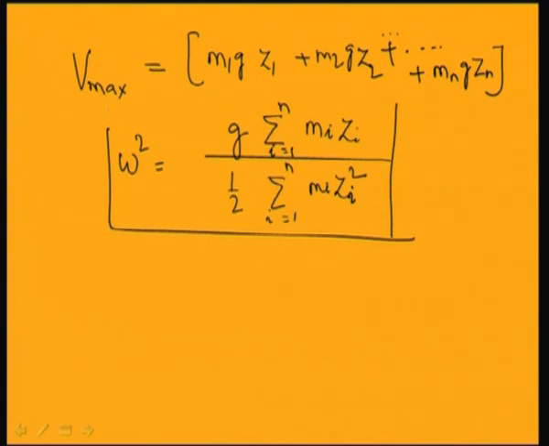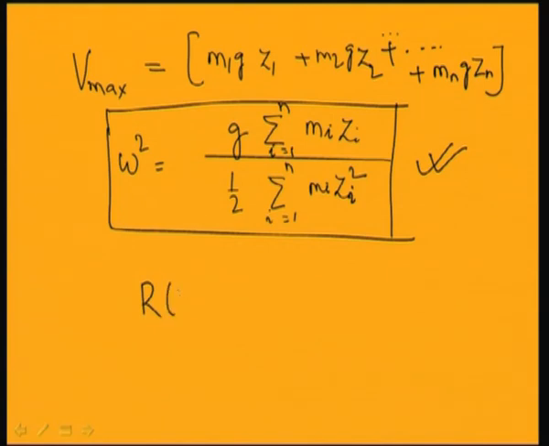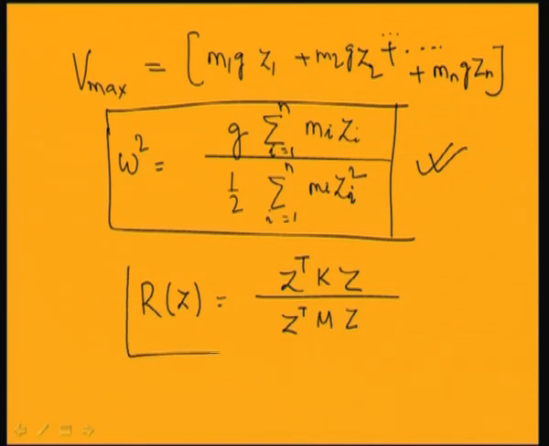So, in this way, for a discrete system you can find the Rayleigh quotient, or the approximate eigenvalue of the system, by equating the maximum kinetic energy to the maximum potential energy, or by directly writing this formula, that is R(z) equal to z transpose K z by z transpose M z. By writing from this expression, or from equating the maximum kinetic energy to the maximum potential energy, you can find the frequency of the system.